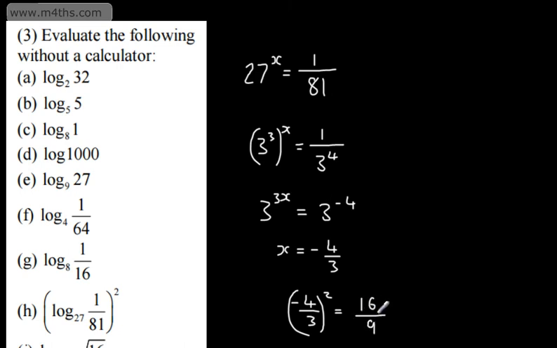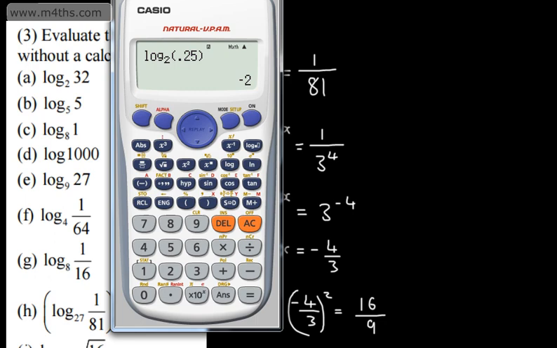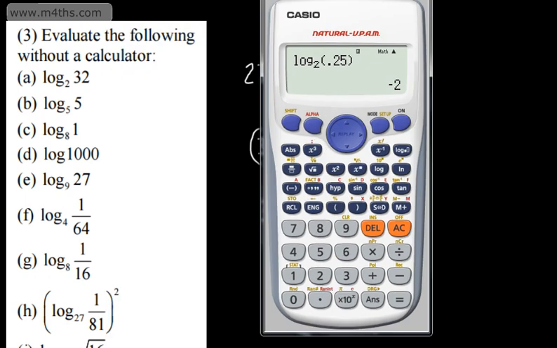You can check this on a calculator. We're evaluating without a calculator, but even so, if you wanted to check it, log to the base 27 of 1 over 81, and then squared, we should get that value.